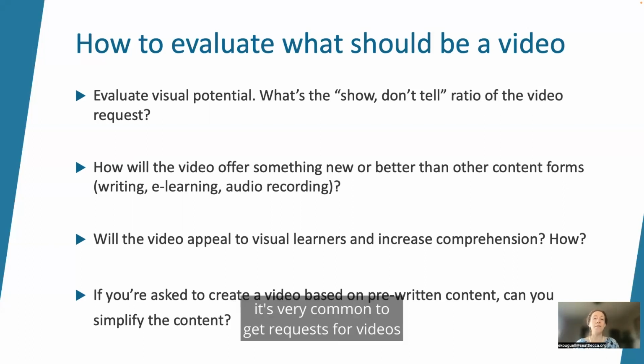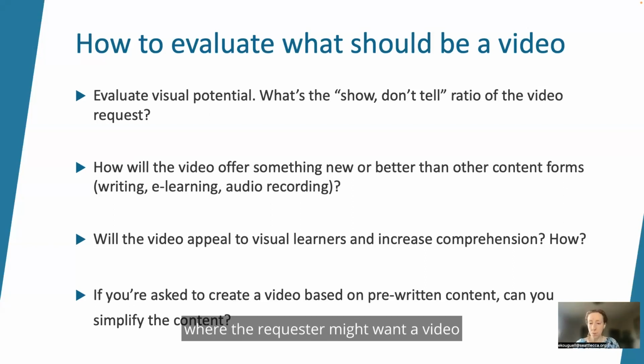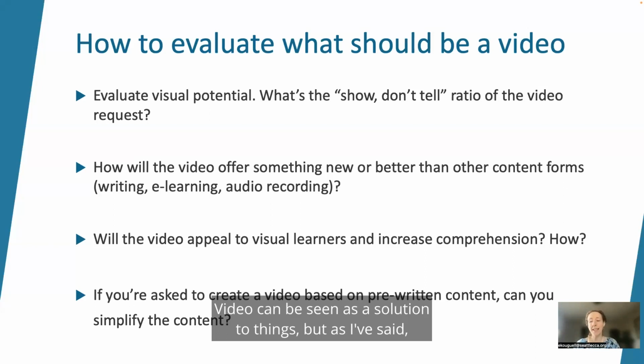Now, in general, it's very common to get requests for videos where the requester might want a video, but hasn't fully thought through why they think a video would be useful, or if video is the best form for the content they're thinking about. Video can be seen as a solution to things, but as I've said, it's not always the best solution. Use these evaluation tips to help figure out if video is the right solution to this problem or need. And if you can, prioritize projects that are the best fit for video.